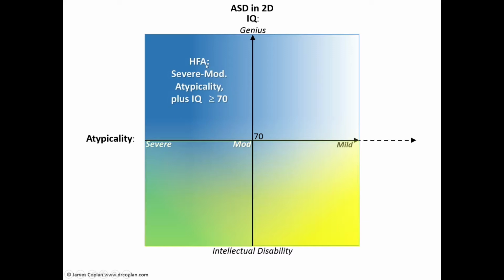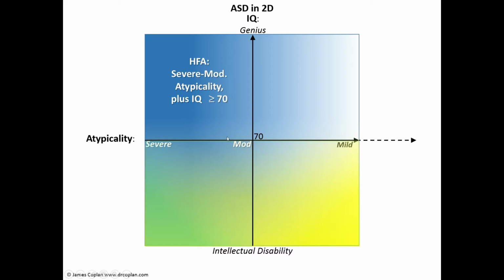And I tried to let the color values work. So over here, yellow represents intellectual disability, and blue represents atypicality. So people have a combination of intellectual disability and atypicality over here. This is green, yellow plus blue is green, and so on.